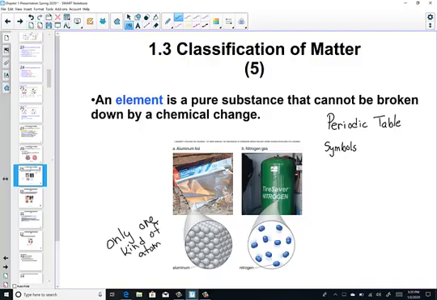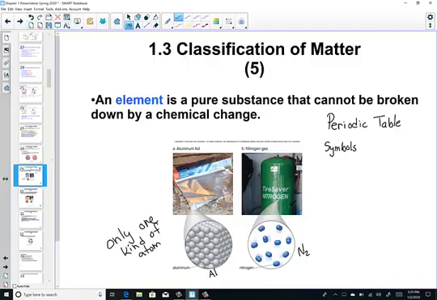Which was different than a compound. Remember how the compound had two or more different atoms bonded together? A piece of aluminum foil represents the element aluminum with an elemental symbol Al. Here's a tank of nitrogen gas. It's built of an element known as nitrogen, whose elemental symbol is actually N2. It is a diatomic molecule in nature.